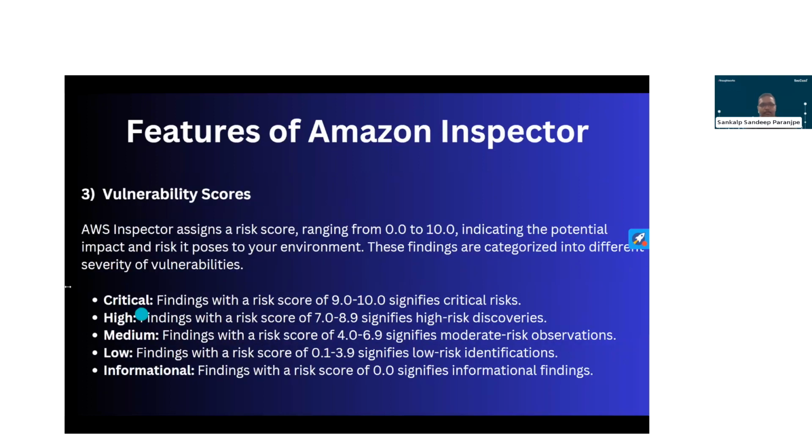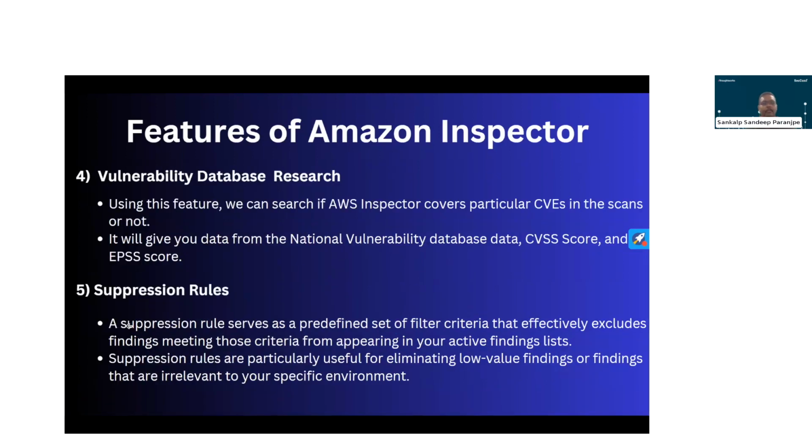Then a vulnerability score. AWS Inspector assigns a risk score to a particular vulnerability: critical, high, medium, low, and informational. According to the score, 9 to 10 is critical, then 7 to 8.9 is high, and so on. Our next feature is the vulnerability research database. Using this feature, we can search for which particular CVEs are in the scans or not. Also, it reads data from the National Vulnerability Database, CVSS score, and EPSS.